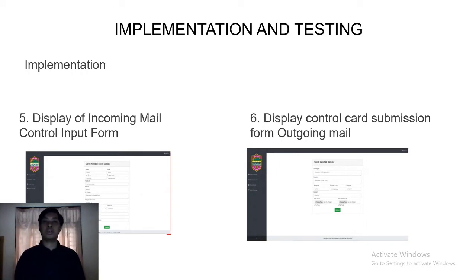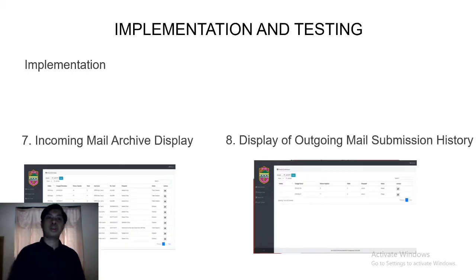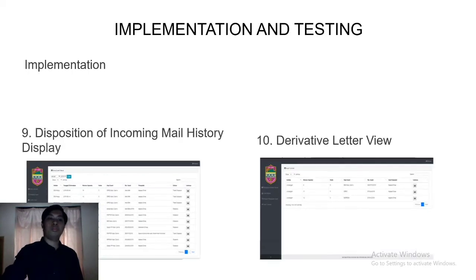Number six, display control card submission from outgoing mail. Number seven, incoming mail receipt display. Number eight, display of outgoing mail submission history. Number nine, disposition of incoming mail history display. Number 10, derivative letter view.